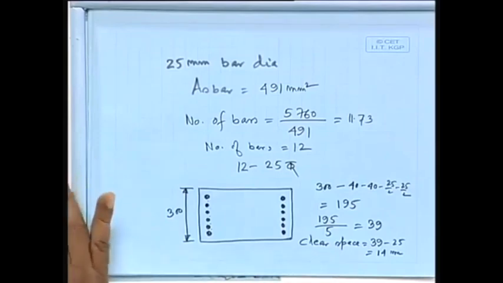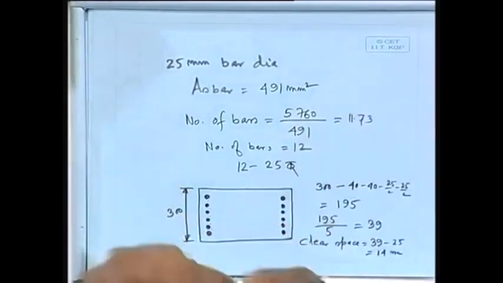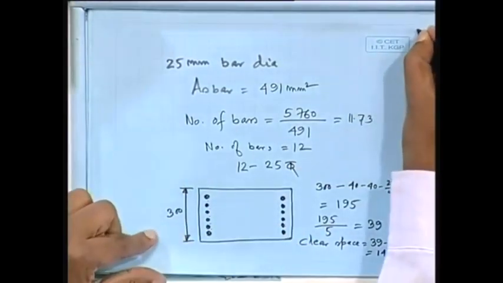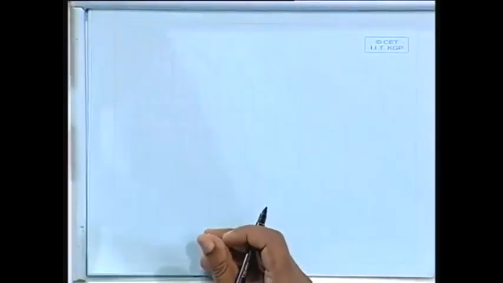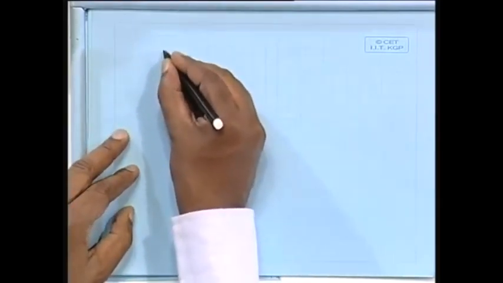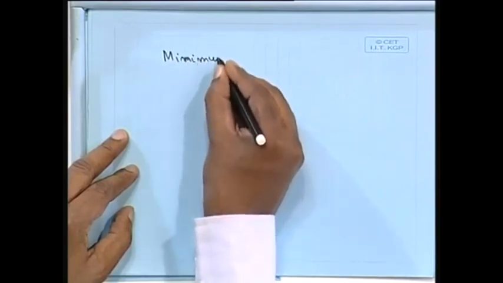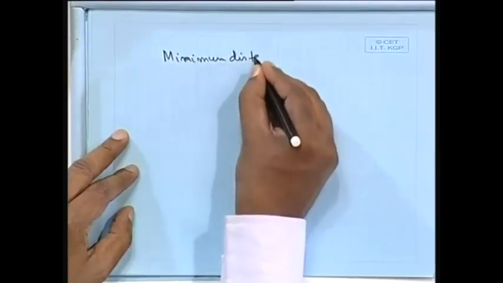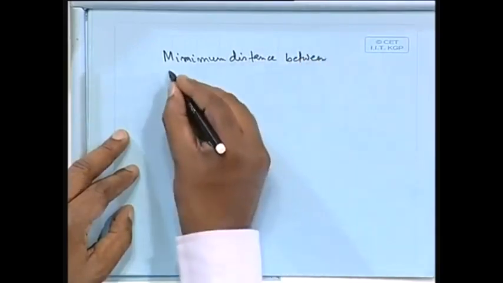Okay. So far so good, at least I can say compared to that. Let us find out what our code says, and that we shall get in the clause minimum distance between individual bars.